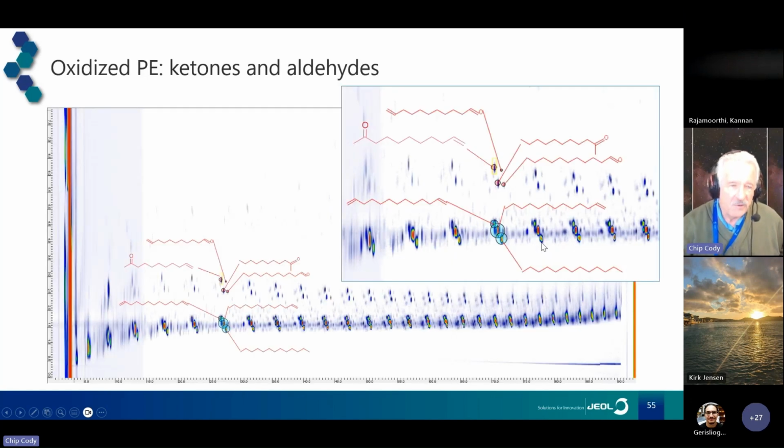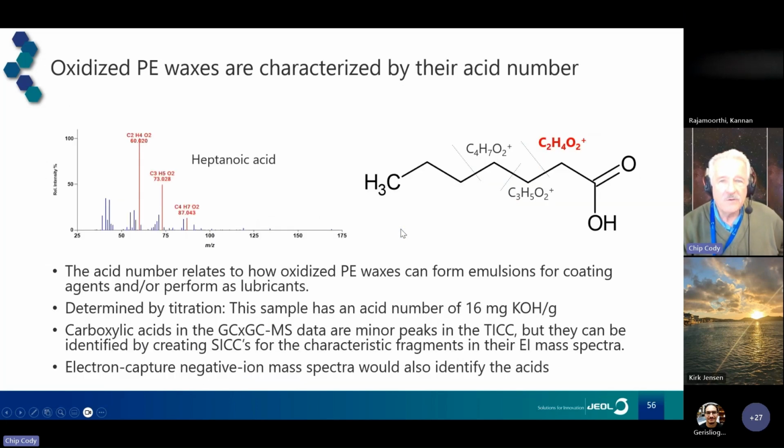And if we zoom in and look at those, you can see what some of these are. We've got ketones and aldehydes showing up with different degrees of complexity there. There's a zoomed in region showing several of these things. And we also should expect there to be acid present because oxidized polyethylene is characterized by acid number.